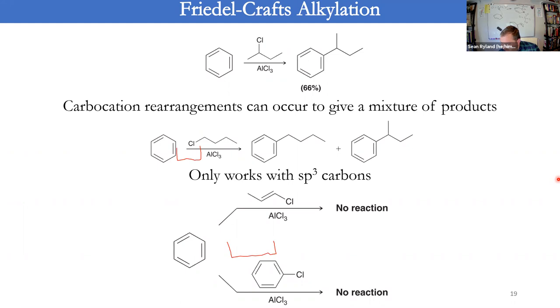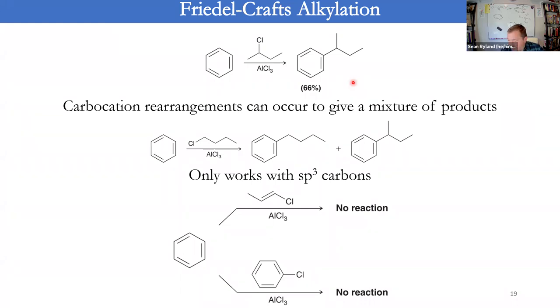The alkylation is not all that ideal, because if we're making a carbocation, we can wind up with carbocation rearrangements happening, which means we get a mixture of different products a lot of the time. It also only works with sp3 carbons, so if you have a chlorine attached to an alkene group, nothing happens when we do this. And same if you have chlorobenzene, it won't react with another benzene to make two benzenes attached to each other. Right, so this only works with sp3 carbons, gives a mixture of products, and even when we don't have a mixture of products, the yield is not all that great. So it's a less ideal reaction.